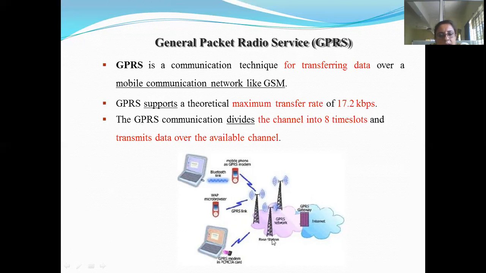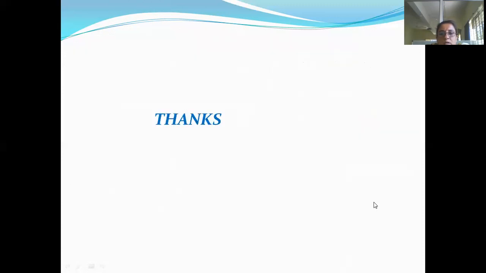In that, again, n number of towers are installed. The communication happens through microwave radio communication, right? Here the channel has up to 8 time slots and the data is transmitted over the available channel. And what is the data rate? The maximum data rate transmitted is 17.2 kilobit per second. So this is about the general packet radio service.